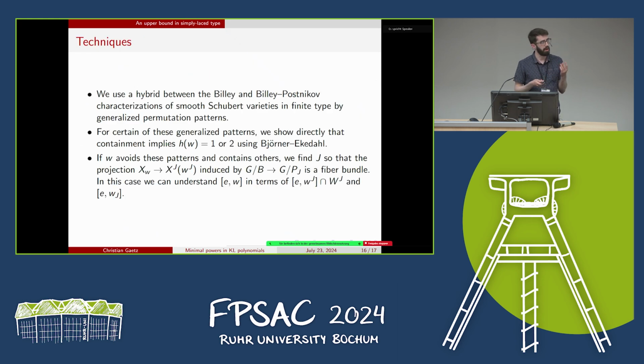Let me briefly comment on what goes into proving these theorems. So I showed you this Lakshmibai-Sandhya theorem before, characterizing smooth Schubert varieties in terms of pattern avoidance. There are several characterizations of smooth Schubert varieties in other finite types other than the symmetric group. One in terms of signed patterns due to Billey, and one which groups the signed patterns together in a more uniform root theoretic way, due to Billey and Postnikov.